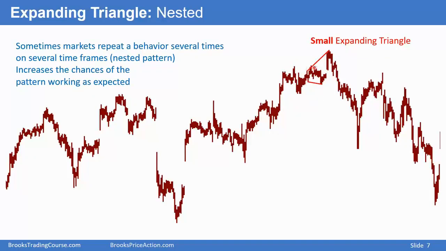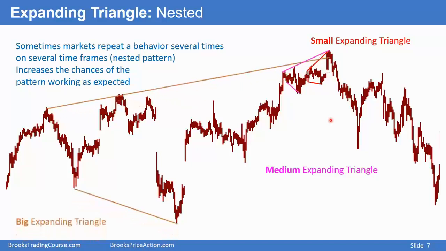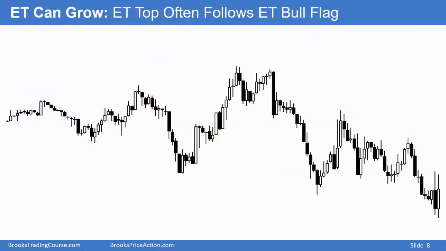Here we have an expanding triangle top, and it's within an even bigger expanding triangle top. So it's a nested expanding triangle top. It has a slightly higher probability of success. It's also nested into a larger expanding triangle top. So a small expanding triangle, a medium expanding triangle top, and a very big expanding triangle top. That increases the chances that this reversal down will be profitable for the bears.